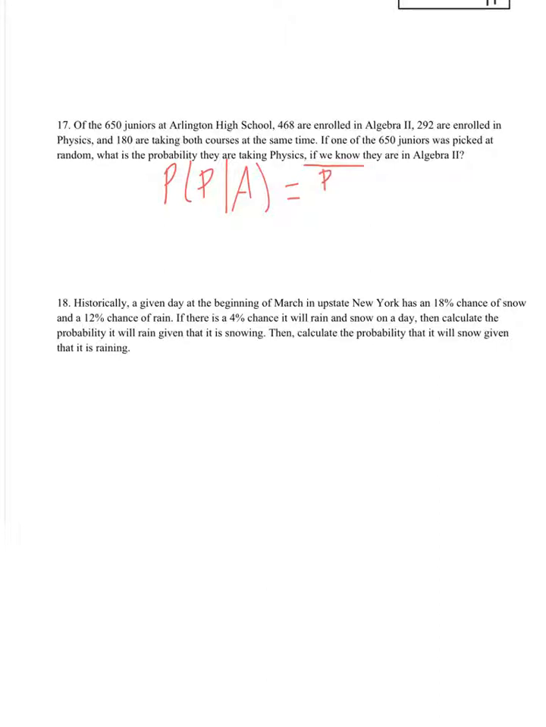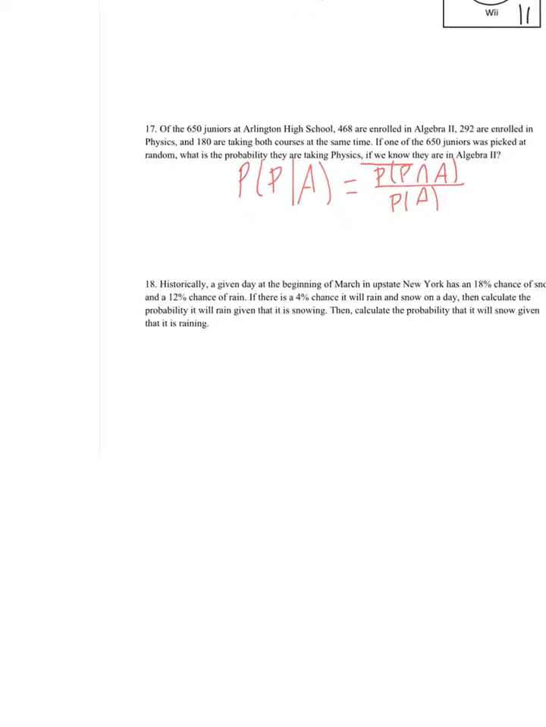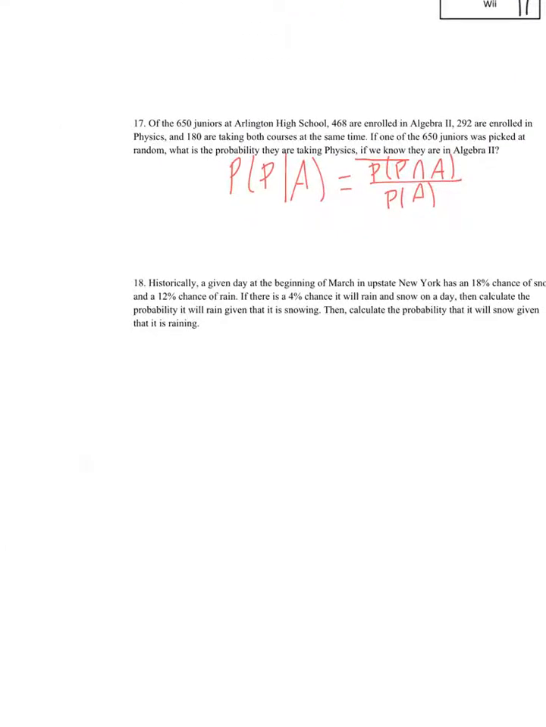So this is the probability of both physics and Algebra 2 divided by the probability of the given, so the probability of Algebra 2. Okay, so we need those pieces of information. So here, the probability of both. This says 180 are taking both courses at the same time. And then the given is Algebra 2.